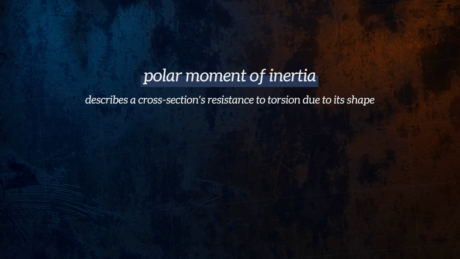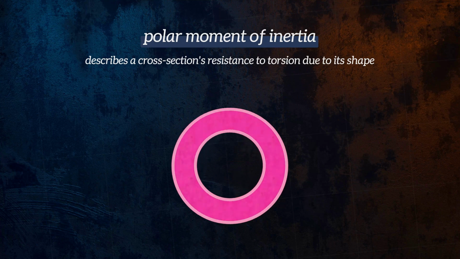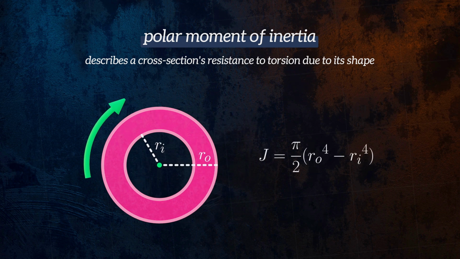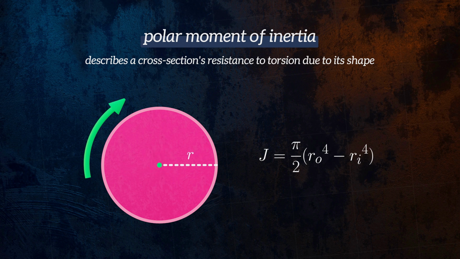The polar moment of inertia for a hollow bar, with an outer radius RO and an inner radius RI, can be calculated using this equation. Setting the inner radius to 0 gives us the equation for a solid bar.